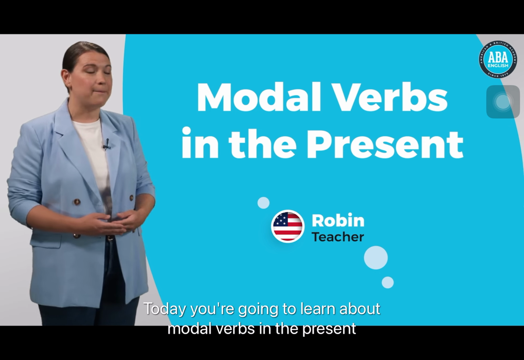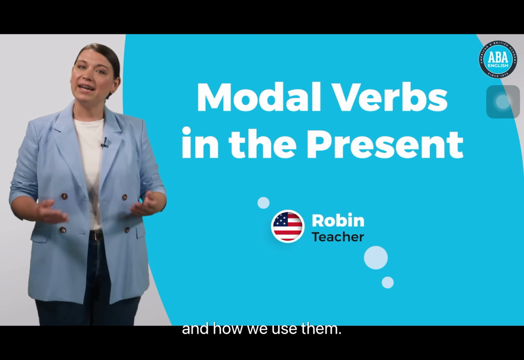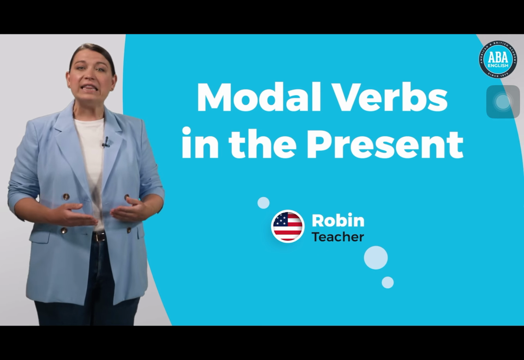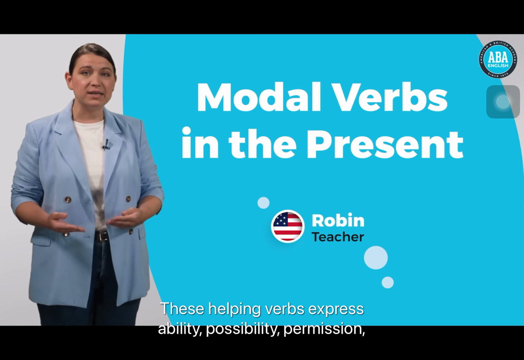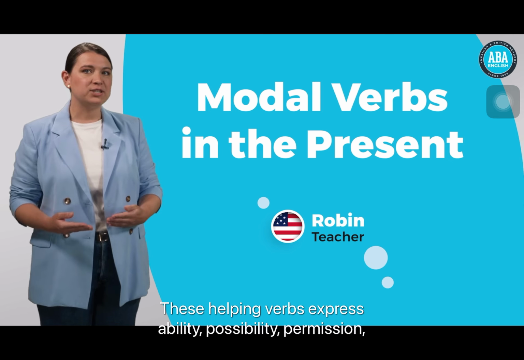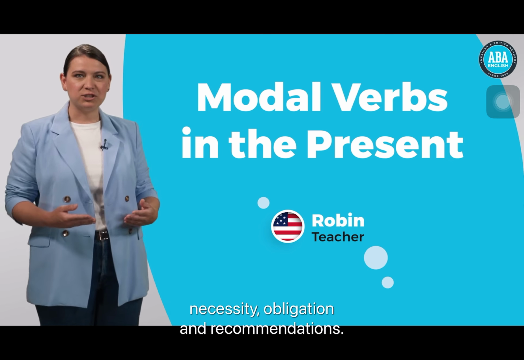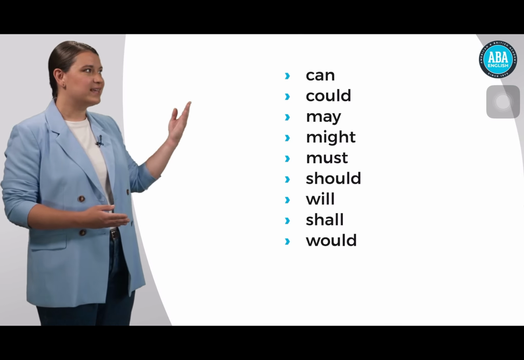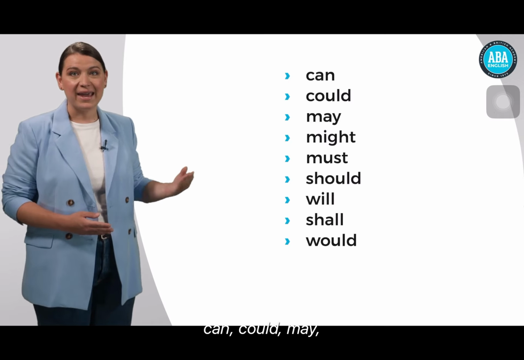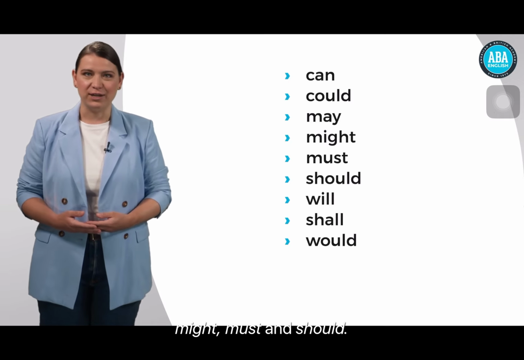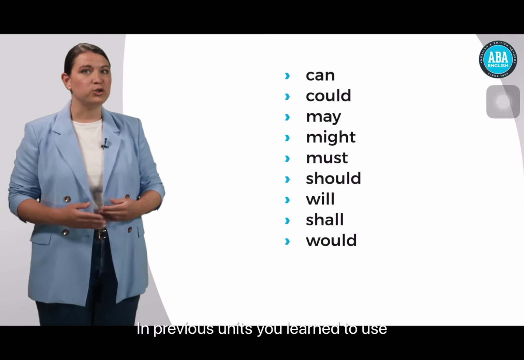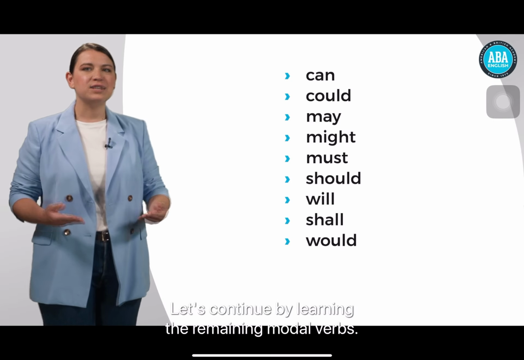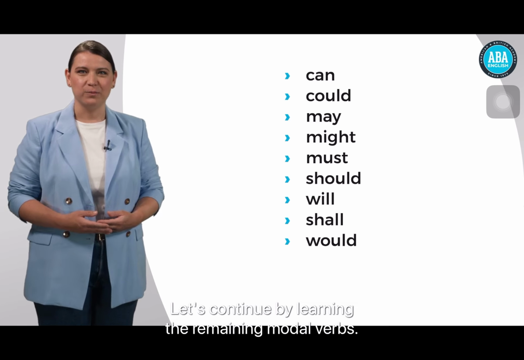Today, you're going to learn about modal verbs in the present and how we use them. A modal verb is a type of auxiliary verb. These helping verbs express ability, possibility, permission, necessity, obligation, and recommendations. English modal verbs include can, could, may, might, must, and should. In previous units, you learned to use will, shall, and would. Let's continue by learning the remaining modal verbs.